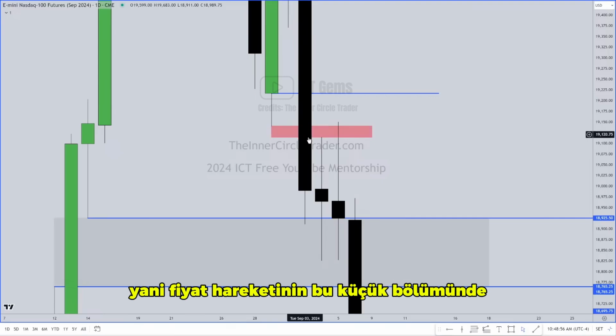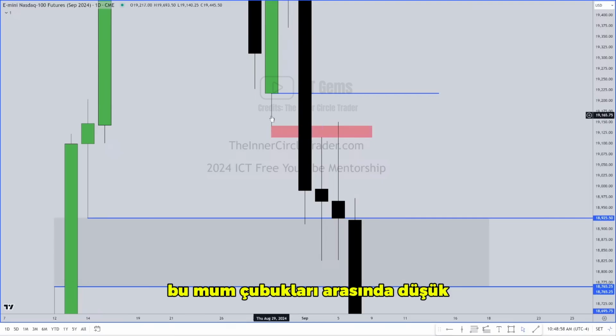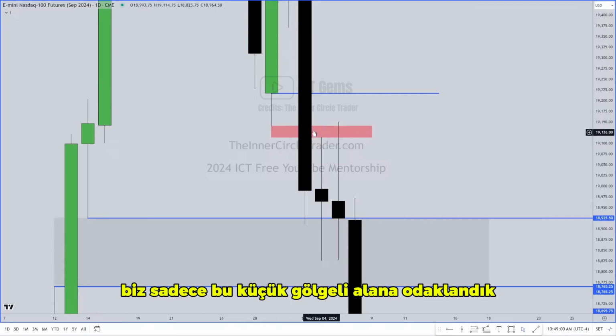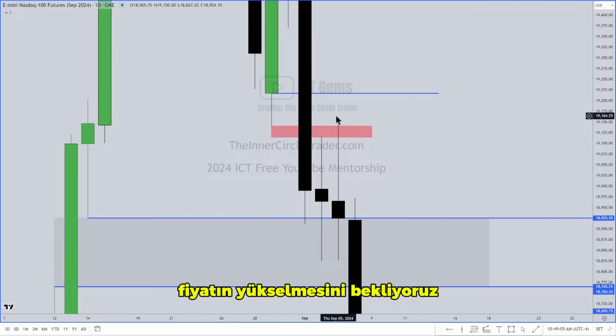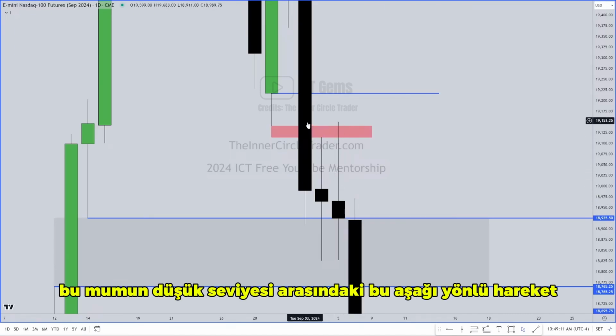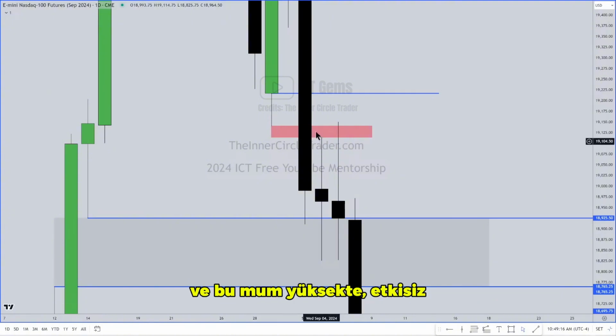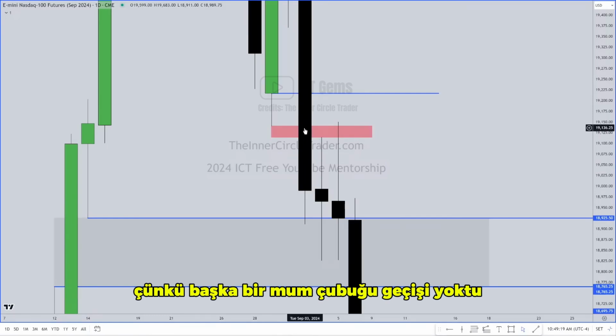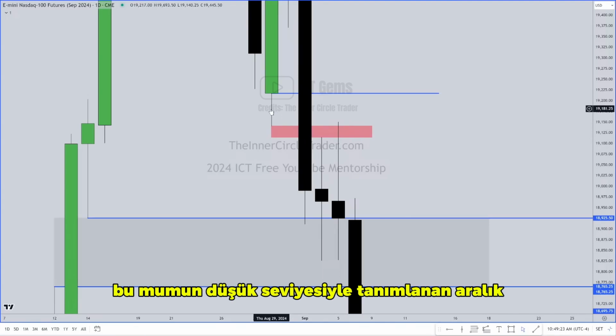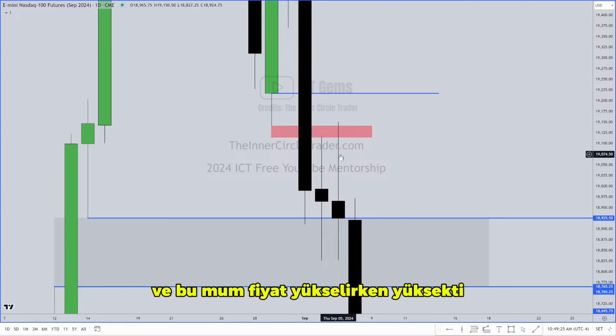So in this little section of price action between this candlestick's low and this candlestick's high, we're only focused on this little shaded area. We wait for price to go up into it, because what is that doing? It's offering the sell side delivery. That means it's overlapping this down movement between this candle's low and this candle's high. It's inefficient because no other candlestick crossed over the range defined by this candle's low and this candle's high while price was going up.